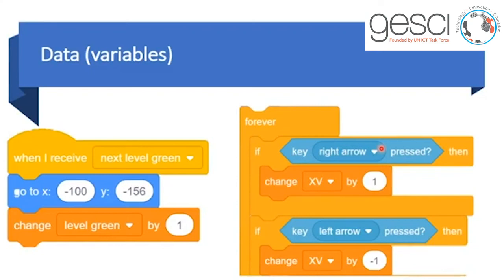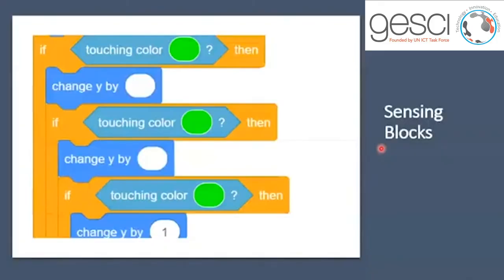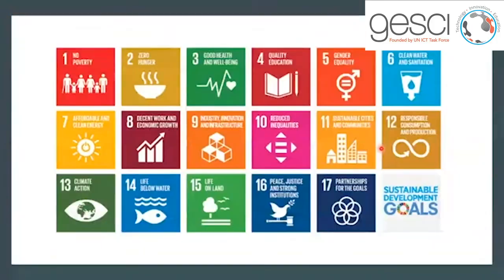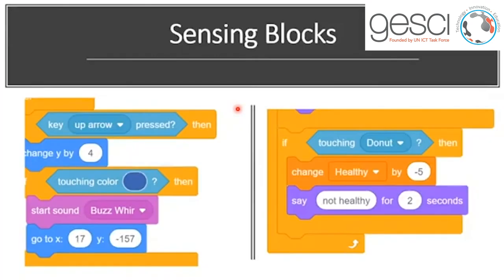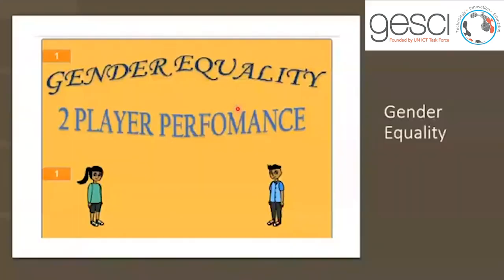So those are two examples we've been able to look at. We've looked at a maze, which is a one player game, where the player is supposed to move along that maze, getting the different items. And then we had the two players game for gender equality where they're supposed to compete under the same conditions, and we see who's going to be the winner. So yes, thank you so much.